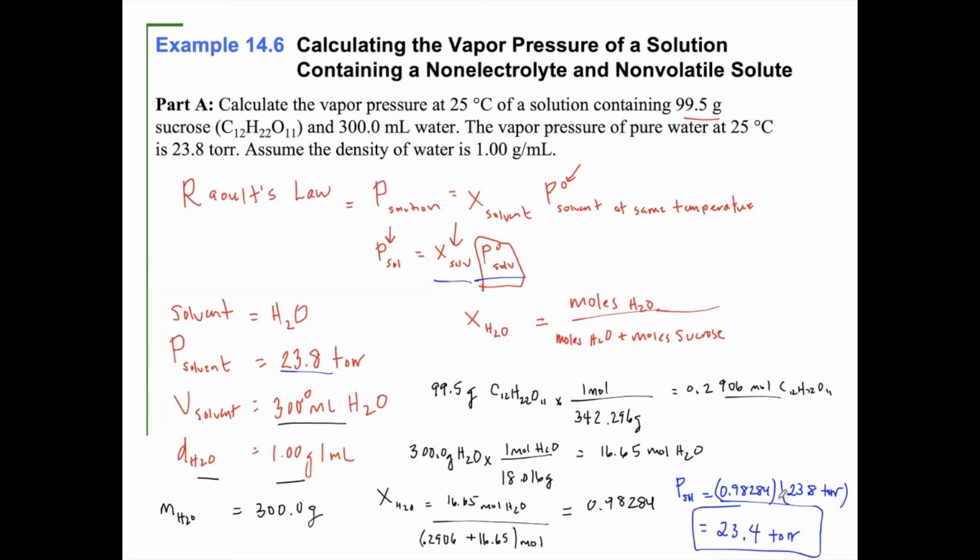So let's just think about this. Is this consistent with what I said earlier, that the vapor pressure of a solution is lower than the pure solvent? And yes, it is.